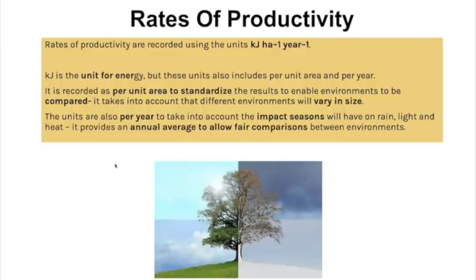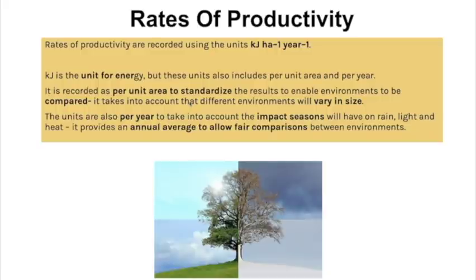The rates of productivity are recorded using the units kilojoules per hectare per year. So there's 3 parts to those units, and it can be asked as a 2-mark question to give the units, or to say why you have 3 parts to the units. So the kilojoules is the unit of energy, but these units also include per unit area and per year. So it's recorded per unit area to standardise the results to enable environments to be compared.